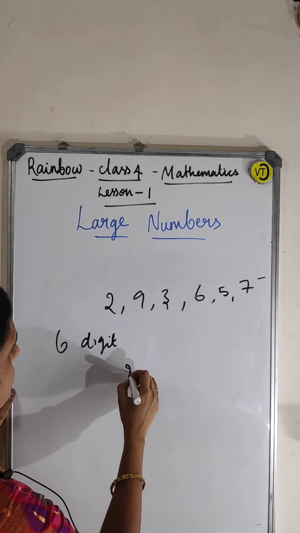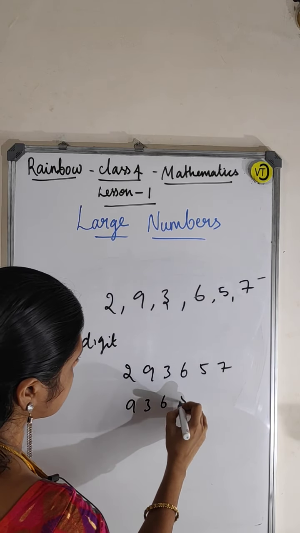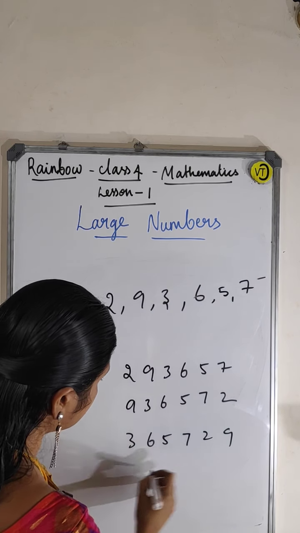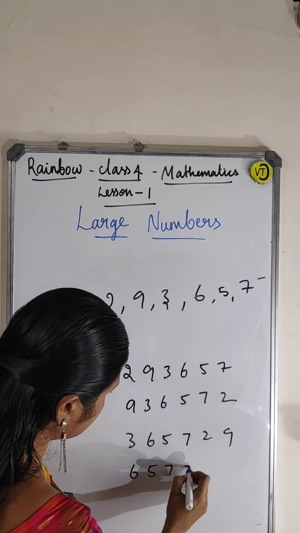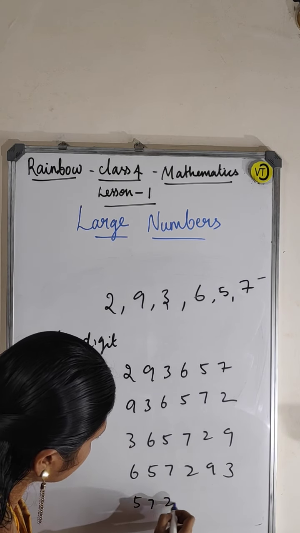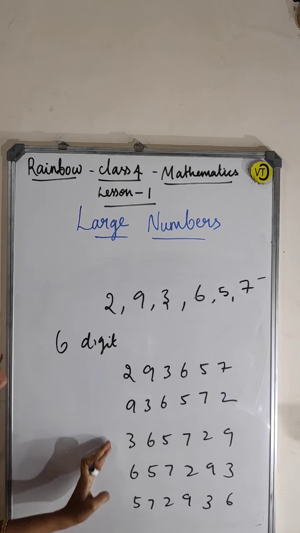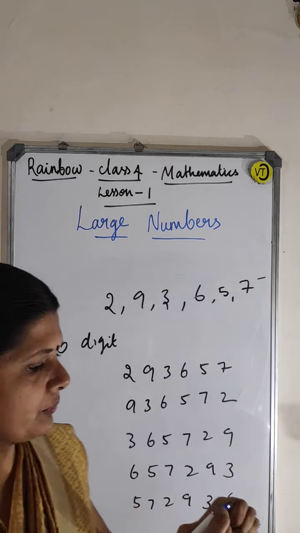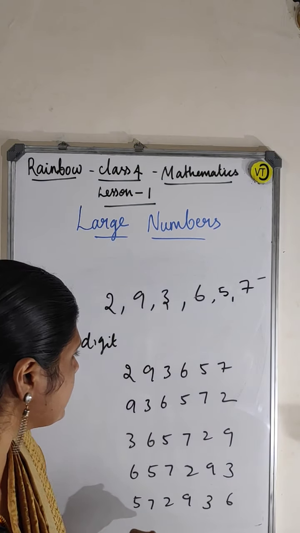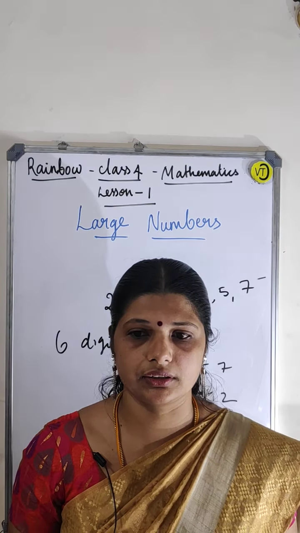You can write 2, 9, 3, 6, 5, 7. Again 9, 3, 6, 5, 7, 2. Again 3, 6, 5, 7, 2, 9. Again 6, 5, 7, 2, 9, 3. Again 5, 7, 2, 9, 3, 6. So this way I can write by mixing. You just rearrange the digits. You can write 6-digit numbers like the 5 numbers I have represented here.